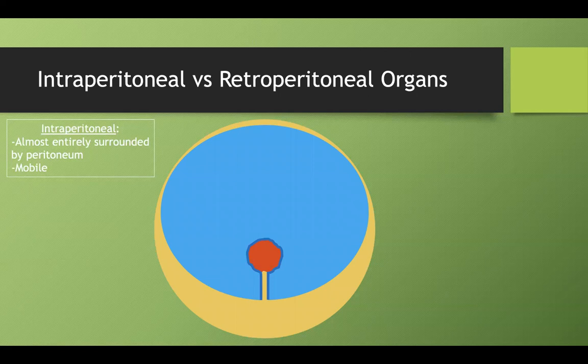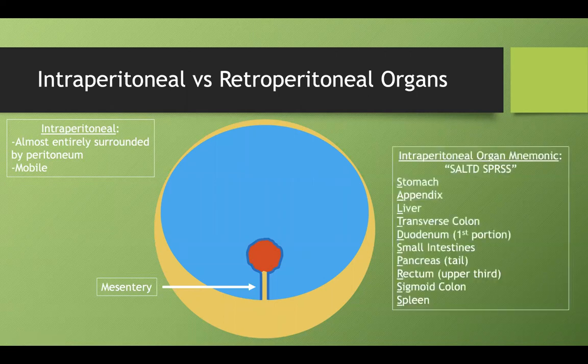Once an organ gets to this stage, you can see right here that there's a double layer of peritoneum, and this double layer is referred to as a mesentery. A good way some people like to remember the intraperitoneal organs is the mnemonic SALTED PRESS. So you can think about all these different organs that are intraperitoneal. Again, I think some of the anatomical mnemonics are not the best, but it gives you an idea of some of the organs that are intraperitoneal. These organs are freely movable and surrounded almost entirely by peritoneum.